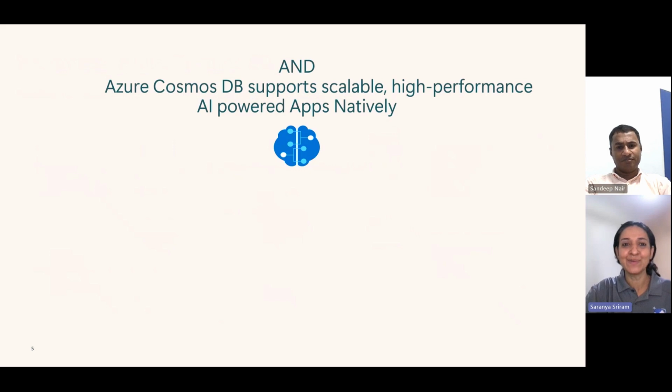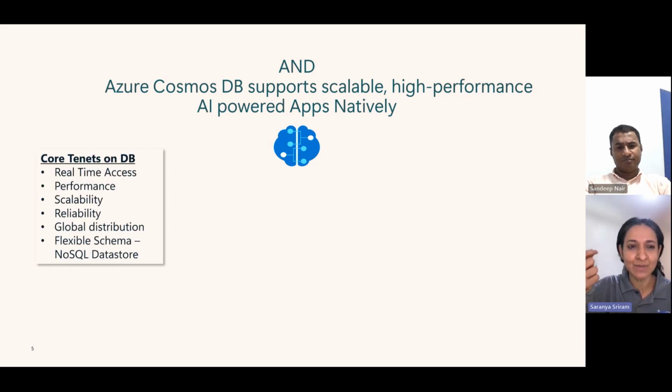With this context, I do want to highlight that over today's session, the applications that we will see will be AI apps and so on. Cosmos DB supports AI apps very natively, specifically because of the core tenets we spoke about: real-time access, performance, scalability, ability to read and write data at that speed, global distribution, pretty much flexible schema. A NoSQL data store provides various kinds of input data, could be text, could be video, could be media. So it gives us the ability to have a fluid schema, etc.